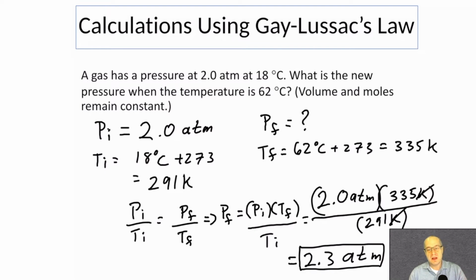Now check it for logic again. We're at 18 degrees Celsius. We're going to 62 degrees Celsius. So the pressure should go up because the temperature is going up. So the logic works. The pressure did go up by 0.3 atmospheres. So that's good. Logic holds true.